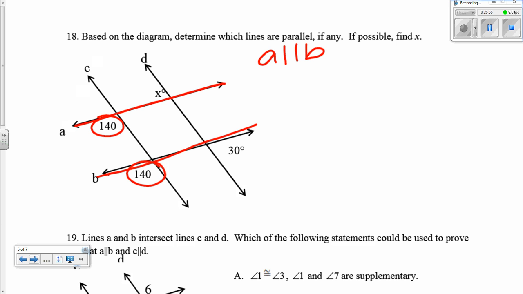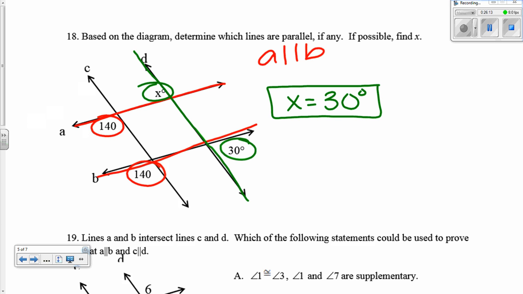A and B are parallel, so now I'm going to look over here using line D as my transversal. I have the 30 degrees and the x. If I look at that, those are alternate exterior, so I know then that x has to be 30 degrees. And I apologize for the misinformation from the first time around. Since A and B are parallel, x is 30.